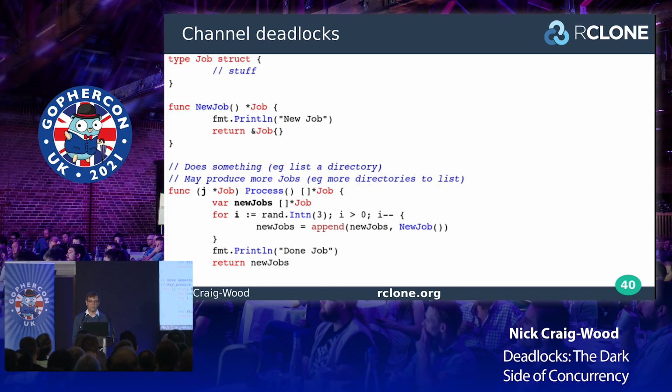For each job, it runs the job. In this case, it doesn't actually do anything. However, in the process of running the job, more jobs might be created. In this case, it picks a random number as to whether to create more jobs or not. Those jobs are then returned in a slice for further processing. This is simplified from an rclone example, where each job listed a directory, and they returned jobs to list subdirectories.